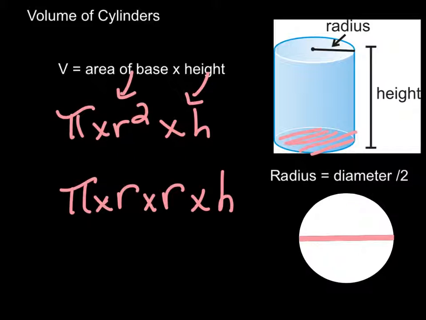The last thing I want to remind you about is we're using radius to find the area of our base, but sometimes the formula gives you diameter. So in this picture here, it shows that the diameter is from one side right to the other through the middle. So if you're given the diameter, or d, then you'll have to divide that by 2 to get the radius, because the radius is half of a diameter.